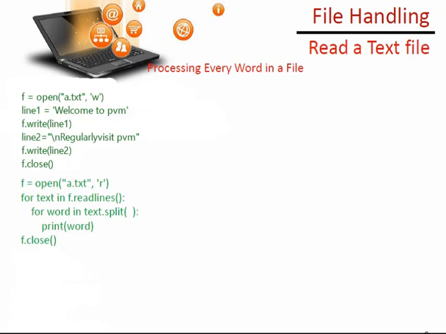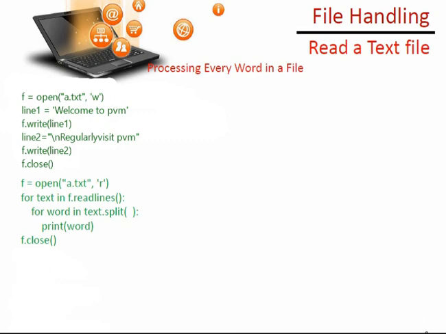So each line is split into words, and then these words are also counted. Suppose there are two lines, so the first for loop will go 2 times, and each line contains 3 words. Here the second line contains 2 words, regularly visit pvm, but the first is welcome to pvm, 3 words. So for each line, first it will use the function text.split, then it will run 3 times. So first 3 times it will finish, then it will go for the next line. In that next line it has 2 words, so it will run 2 times. So this is how it will print one by one. The print will work 5 times, first 3 times and then the next 2 times.